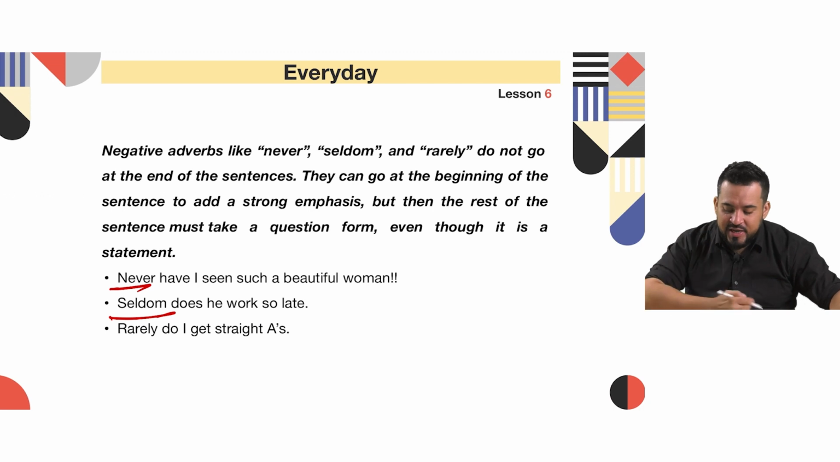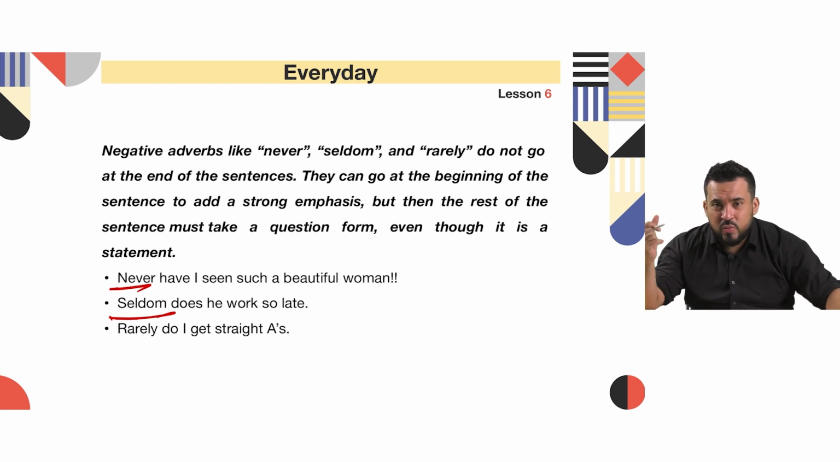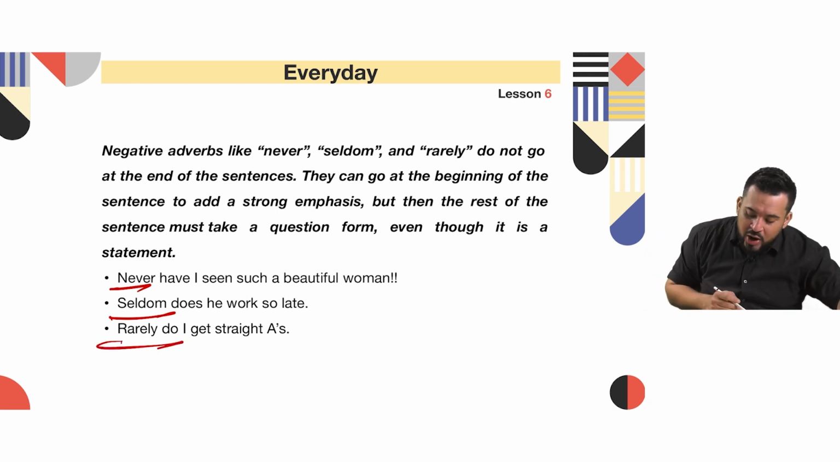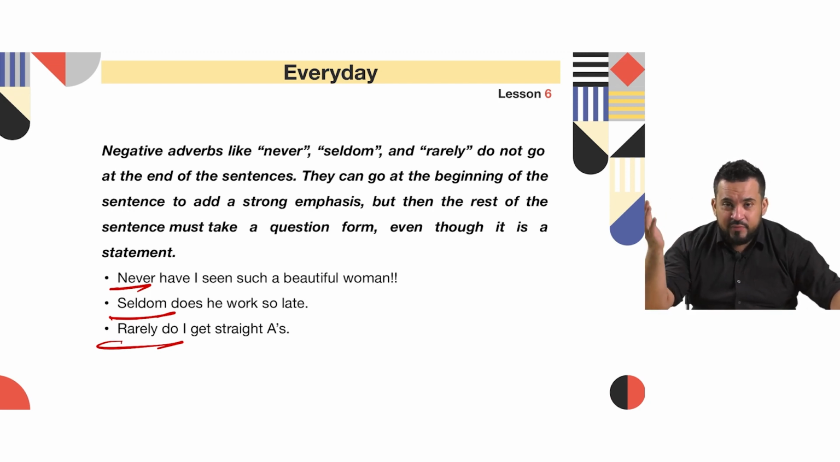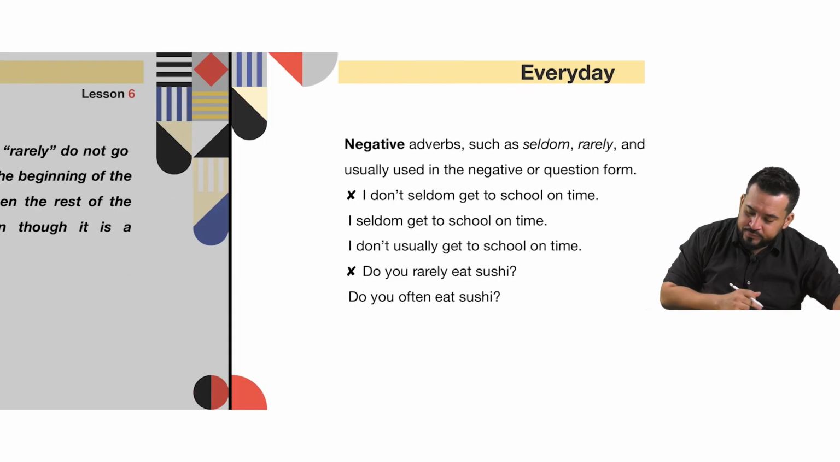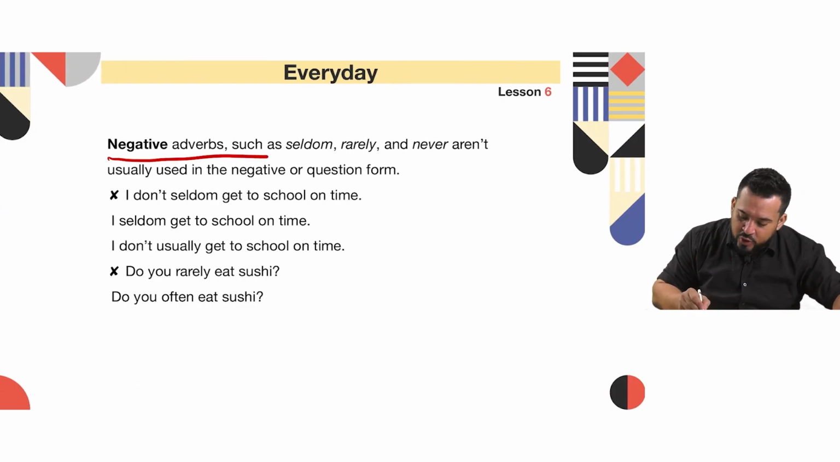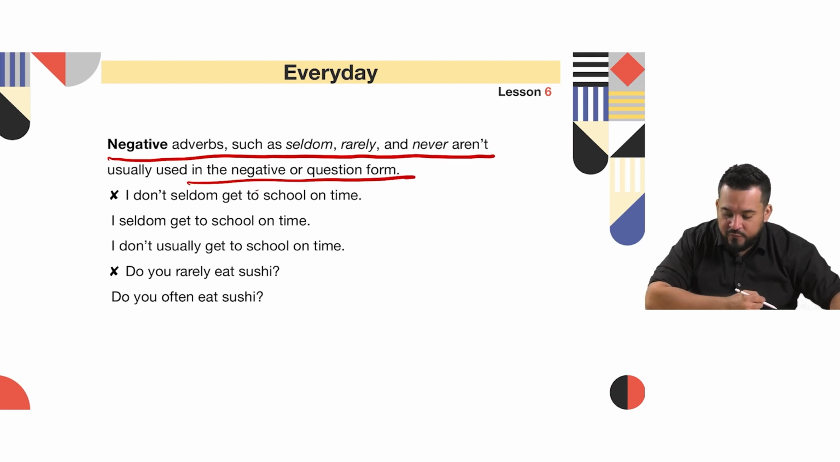Seldom does he work so late. It means he always finishes work early. It's very rare or hardly ever happens that he works late. Rarely do I get straight A's. Here we're talking about results in exams or school. It means I'm not a great student. I'm okay. Maybe I get B's or C's. Still acceptable.